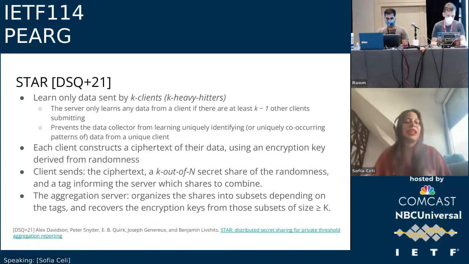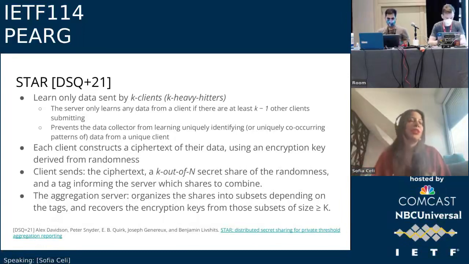And basically, the idea is that the server only learns any data from a client, any private values from a user, if there are at least K-1 other clients that are submitting this data. And what it prevents is it prevents the data collator from specifically learning uniquely identifying information or uniquely co-occurring patterns of data from a unique client.